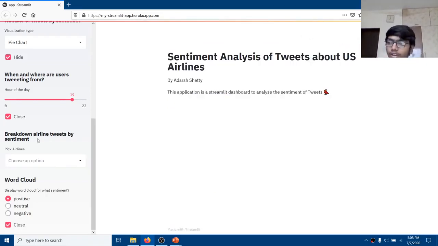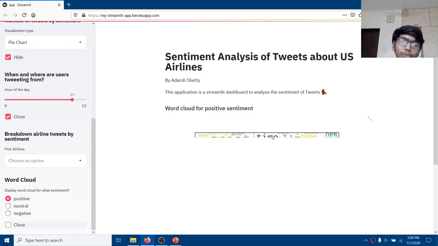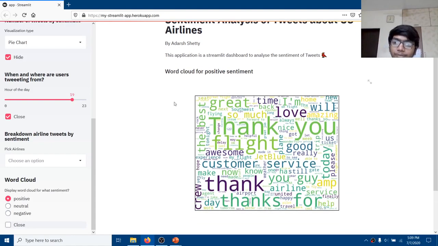And here we also get an option to display the word cloud. By default it's also closed. In this word cloud that is about to be displayed, there will be the most frequently used words in positive tweets. For example, these are positive words that were used in positive tweets: thank you, flight, service, good, love, time, great. All these are positive words.